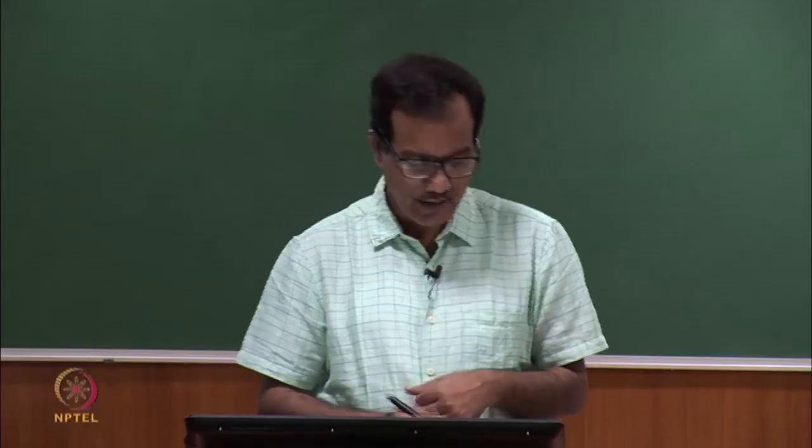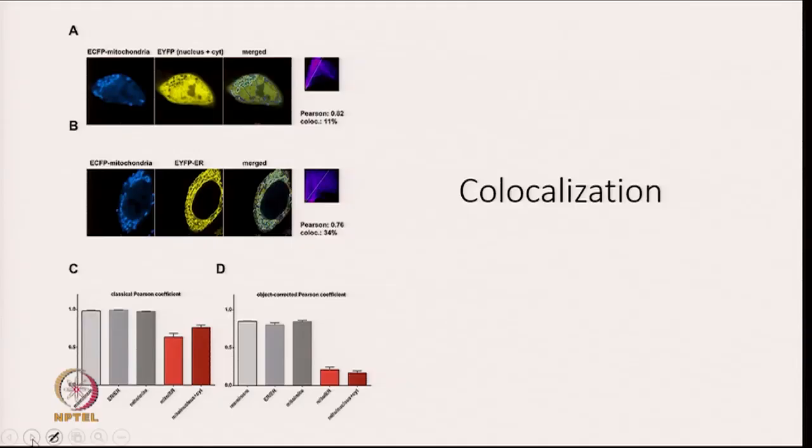We can also look at co-localization. One example I discussed in the previous lecture. So for co-localization, here you see eCFP mitochondria, so mitochondria tagged with CFP, and this nucleus plus cytosol is tagged with YFP. When you merge it, it will be like this, and the Pearson factor is 0.82. With ECFP and mitochondria, this is the merged image, and what you get is a Pearson factor of 0.76, and co-localization is 11%, and here co-localization is 34%.